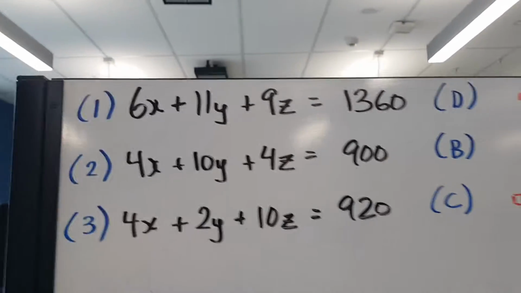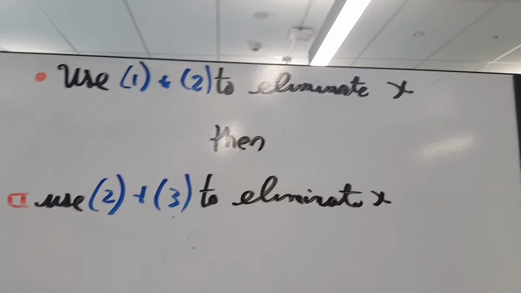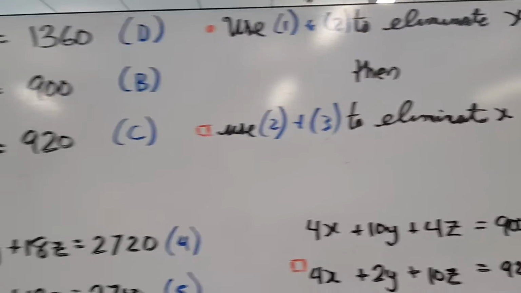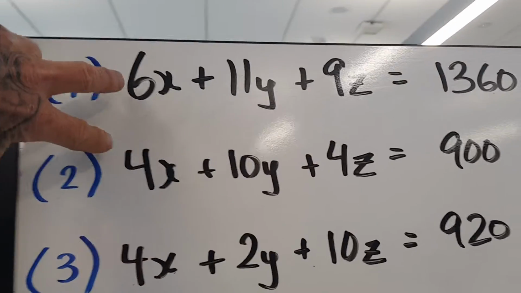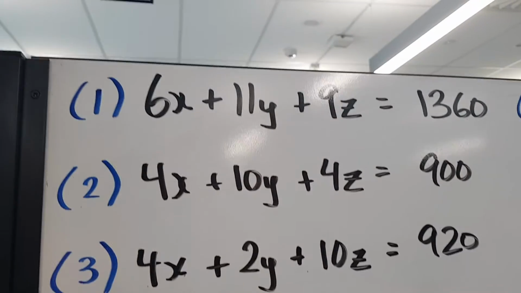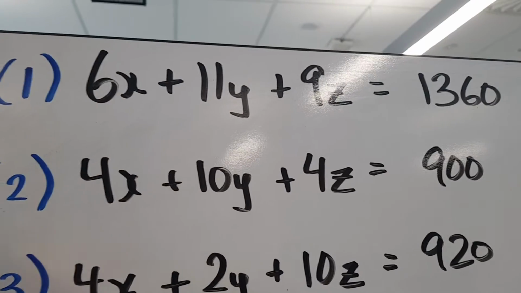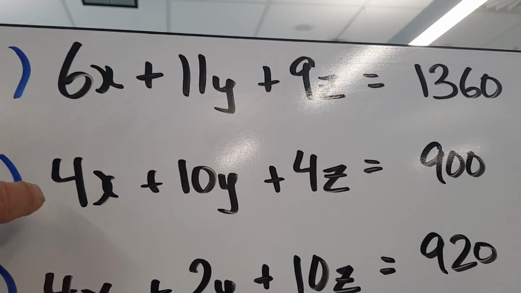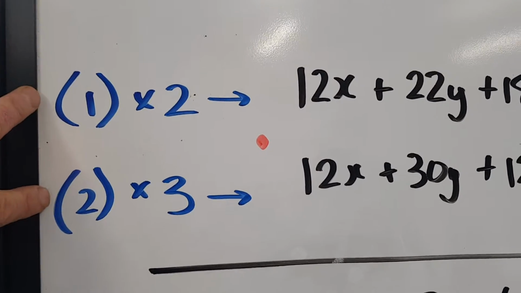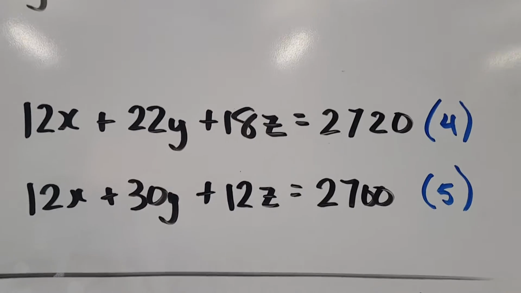has become that. We're going to follow the same process, using equations 1 and 2 to eliminate x, and then equations 2 and 3 to eliminate x. Because 6 and 4 are not multiples of each other, I'm going to have to multiply both equation 1 and equation 2 by something to get these coefficients to be the same. Well, 6 goes into 12 and 4 goes into 12, so I'm multiplying equation 1 by 2 and equation 2 by 3 to give me the following new equations, 4 and 5.